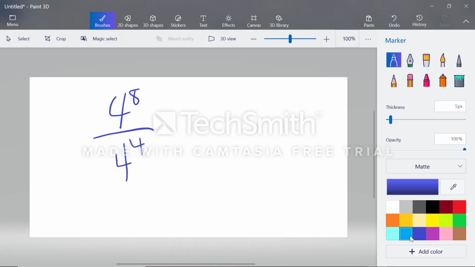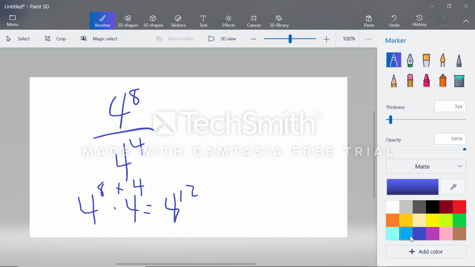Now remember, when we have a multiplication, so if I had same base, different exponents, didn't matter, right? I'm going to be adding. So this is equal to 4 to the 12th.